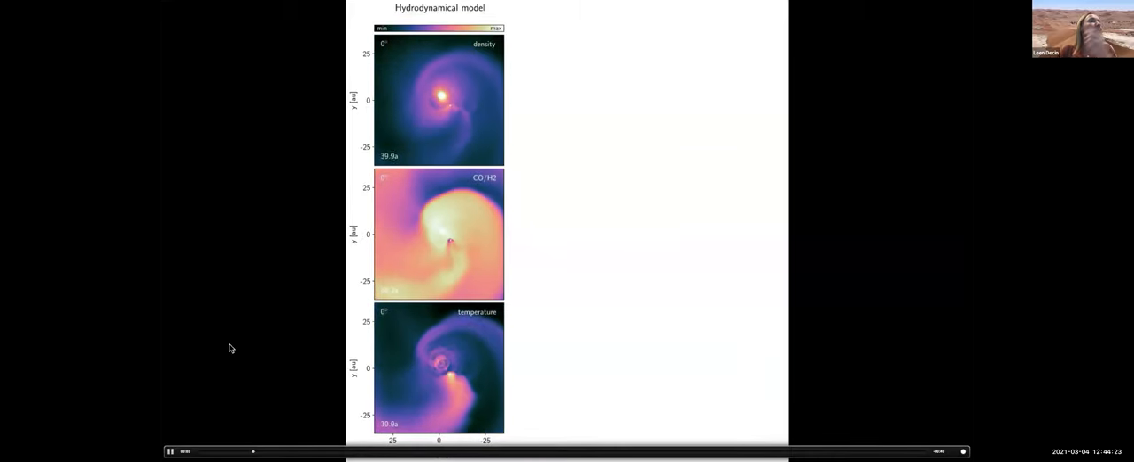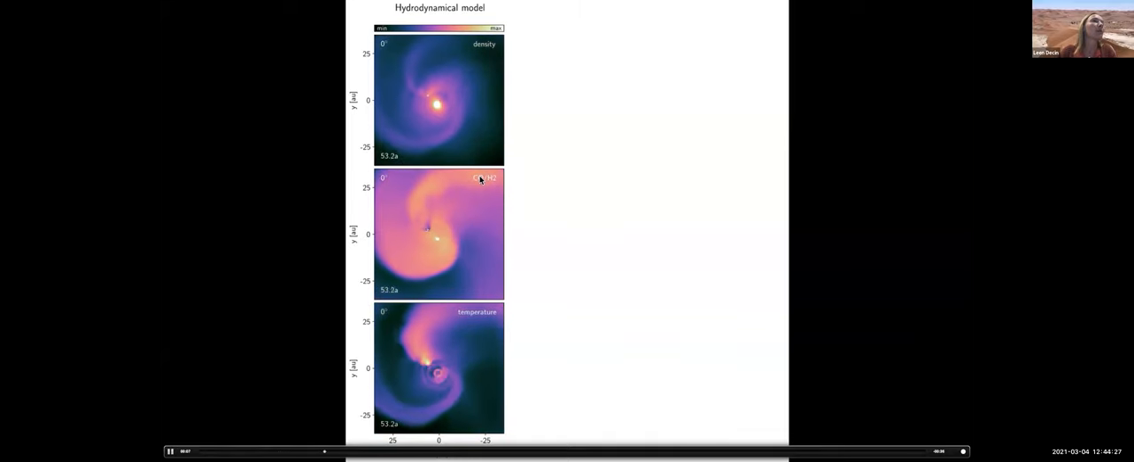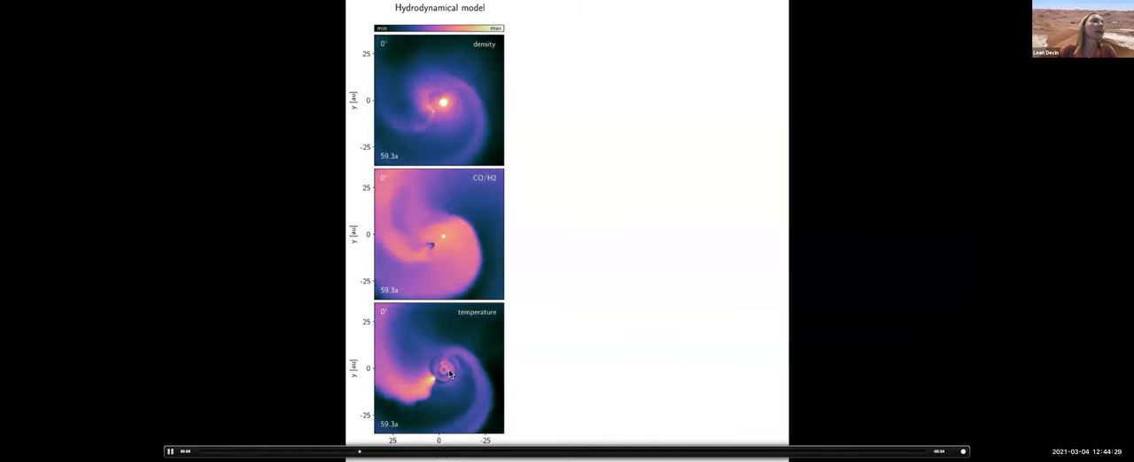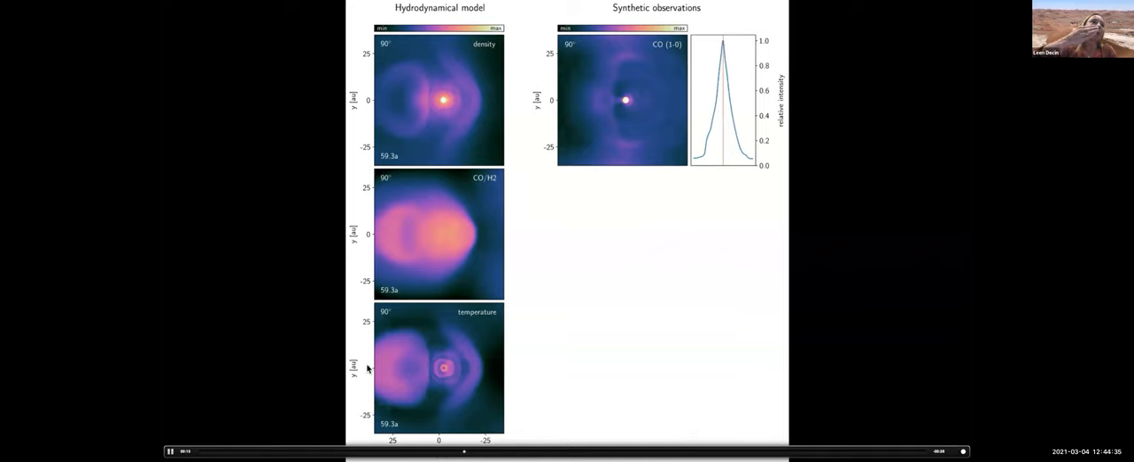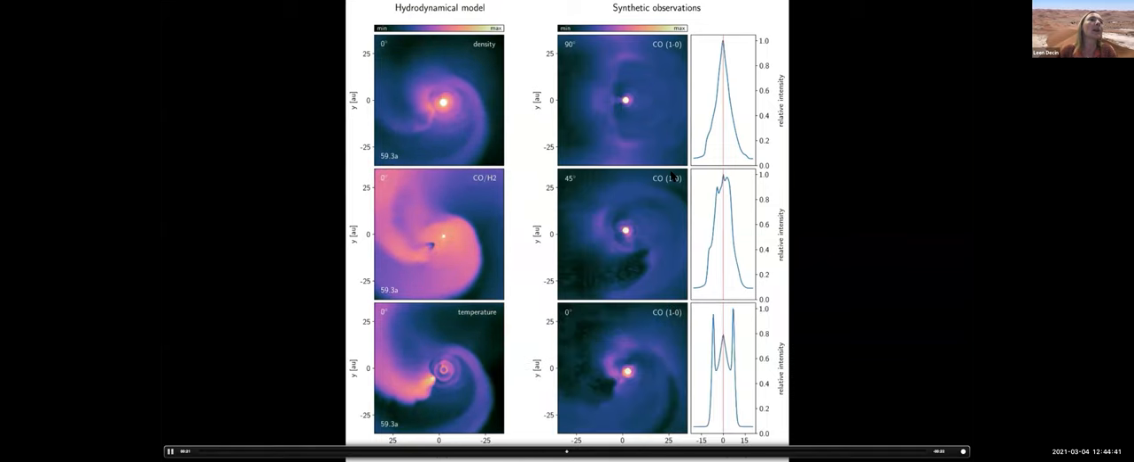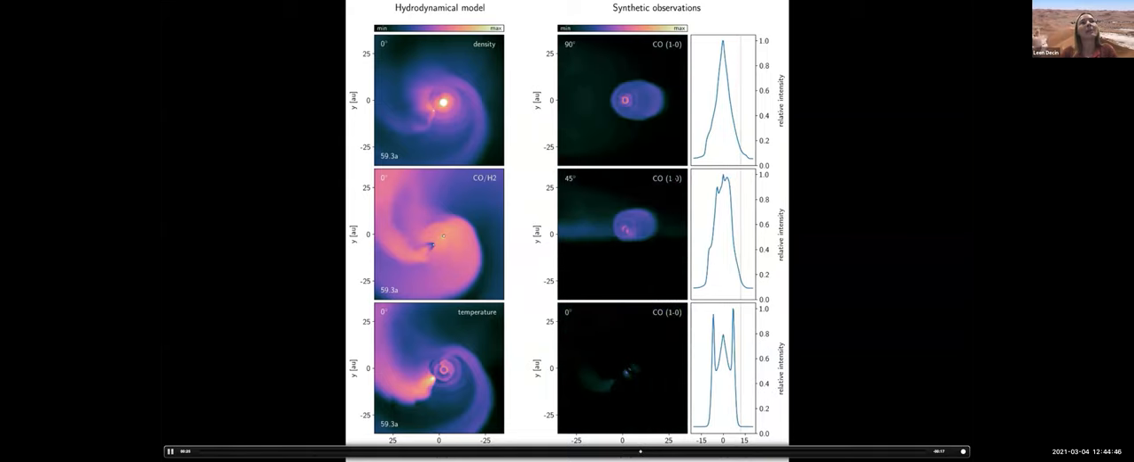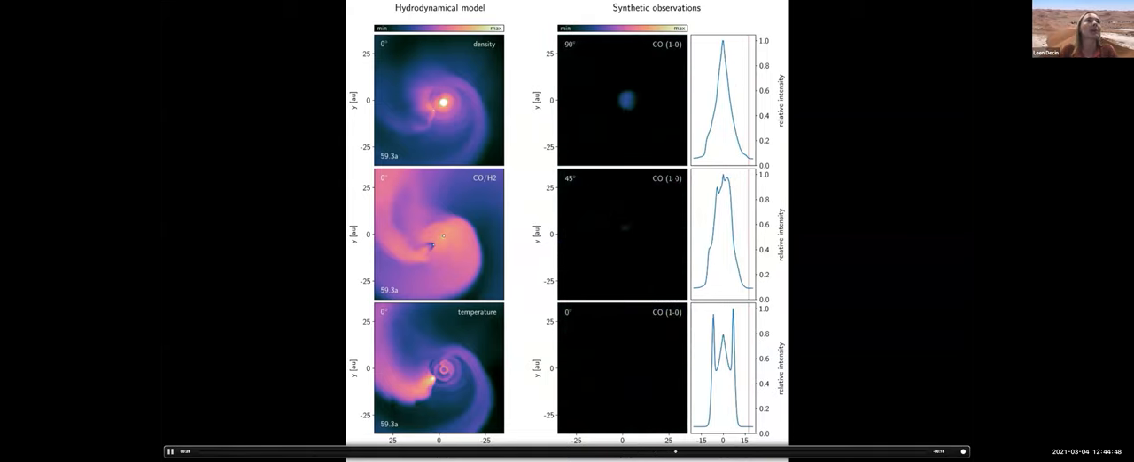And so you can here see the AGB star, this pulsating, this is the temperature, CO over H2, this is the density. And you see how the companion is shaping as well the stellar winds. Now we turned around in angle, and now you can see how the carbon monoxide emission lines would look like here at rest frequency. And now if we go to red-shifted and blue-shifted observations.